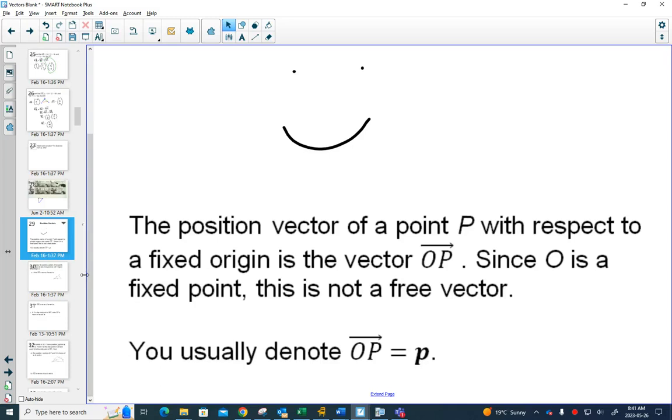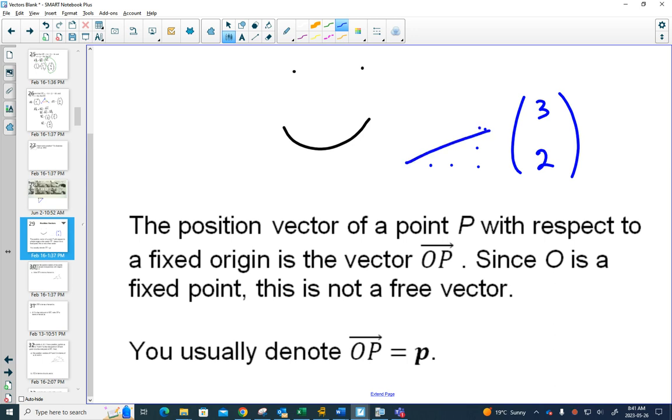Position vector of a point with respect to a fixed origin is the vector OP. So most of the time we deal with vectors that can float all over the place. So when we say a vector is an x value of 3, a y value of 2, 1, 2, 3 over 2 up, that would be this vector, and it could be anywhere.